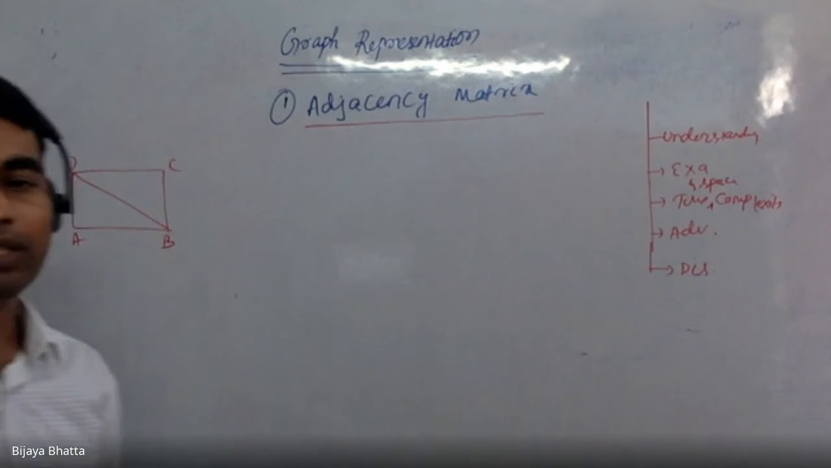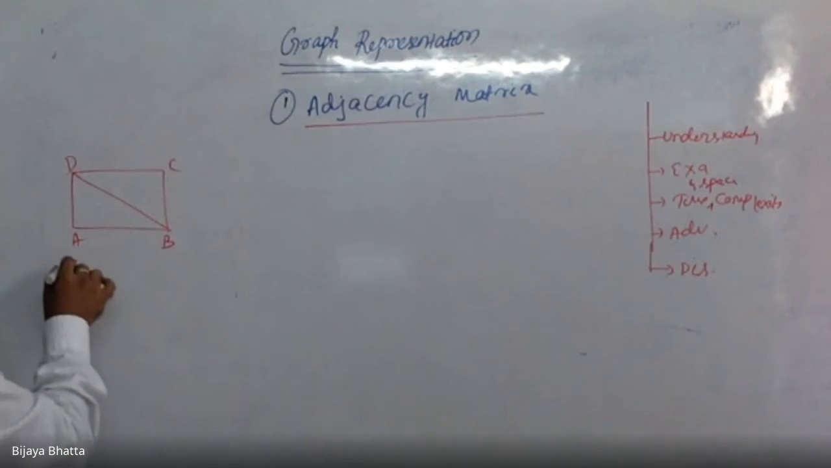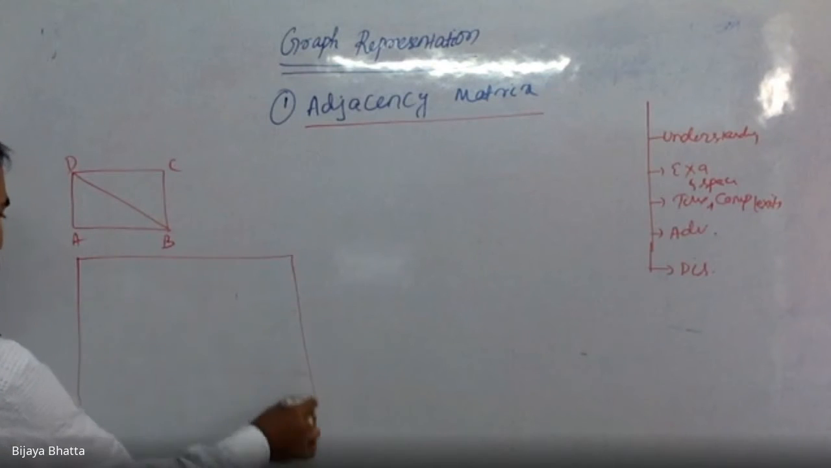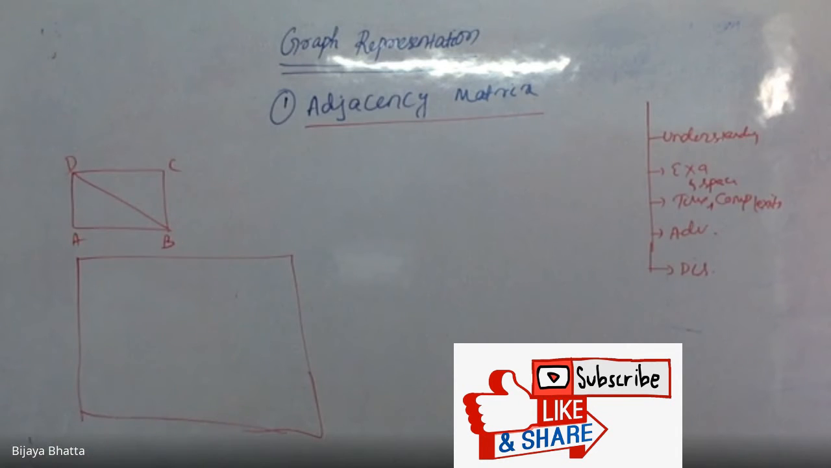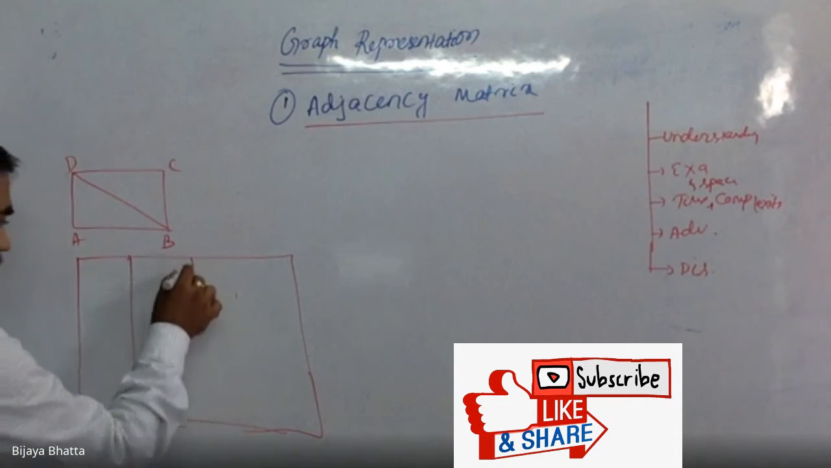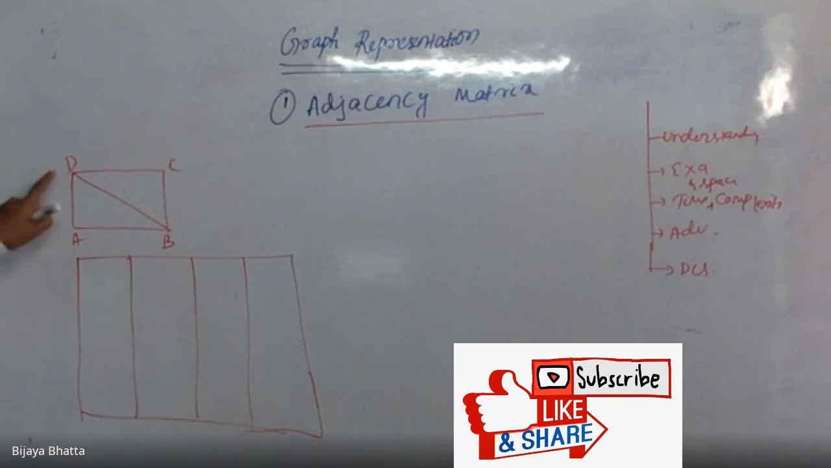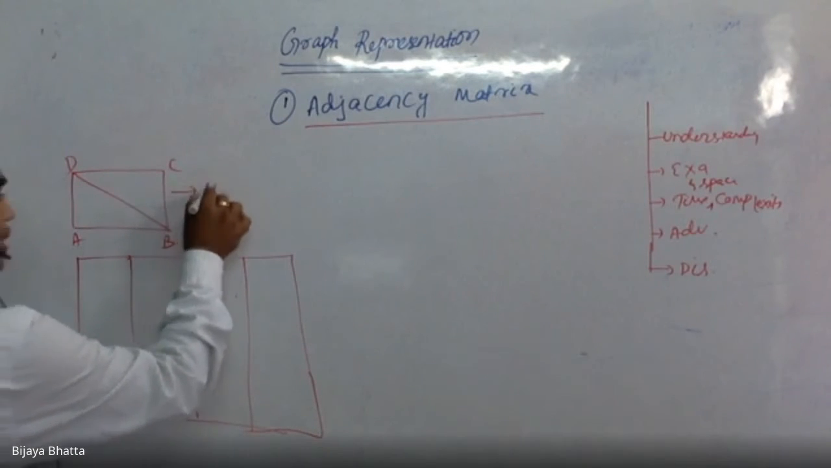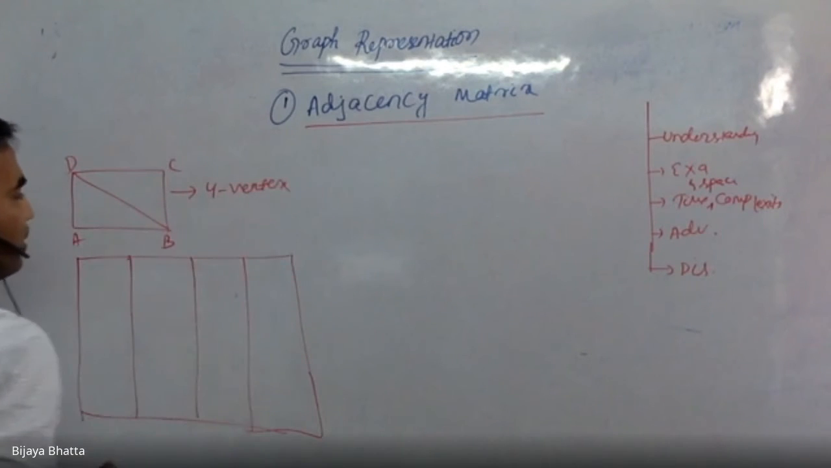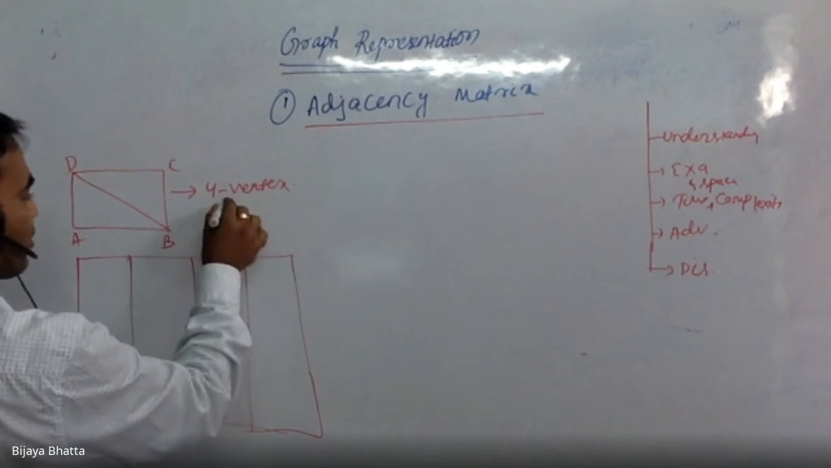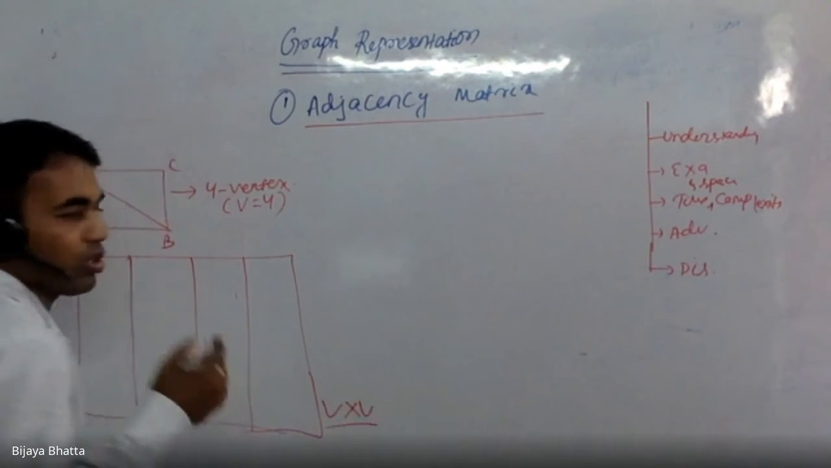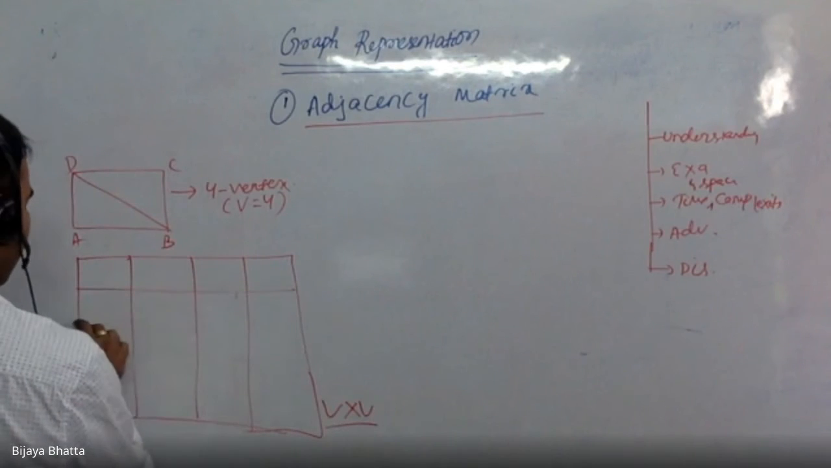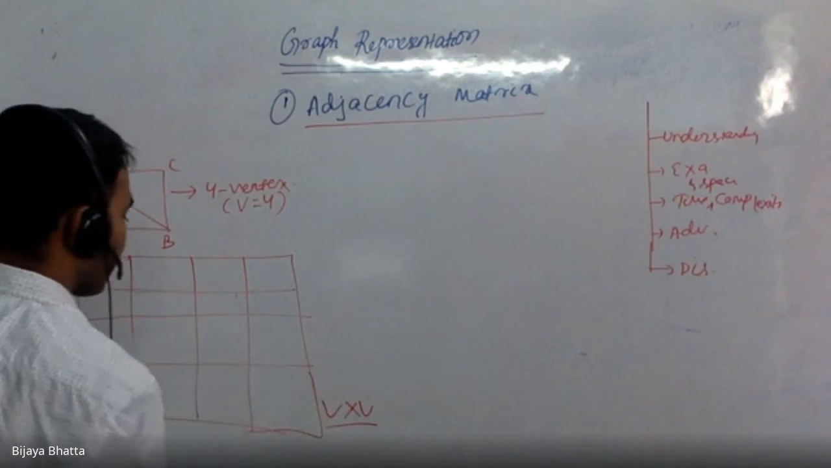So what does the adjacency matrix say? Create a matrix. If there are 4 vertices, what will be my matrix size? It will be 4 cross 4. I'll write down all the definitions, but let's try to understand. Since this graph G contains 4 vertices, V is 4. So if V is 4, then the matrix I need to create is V cross V, that means 4 cross 4 in this particular example.